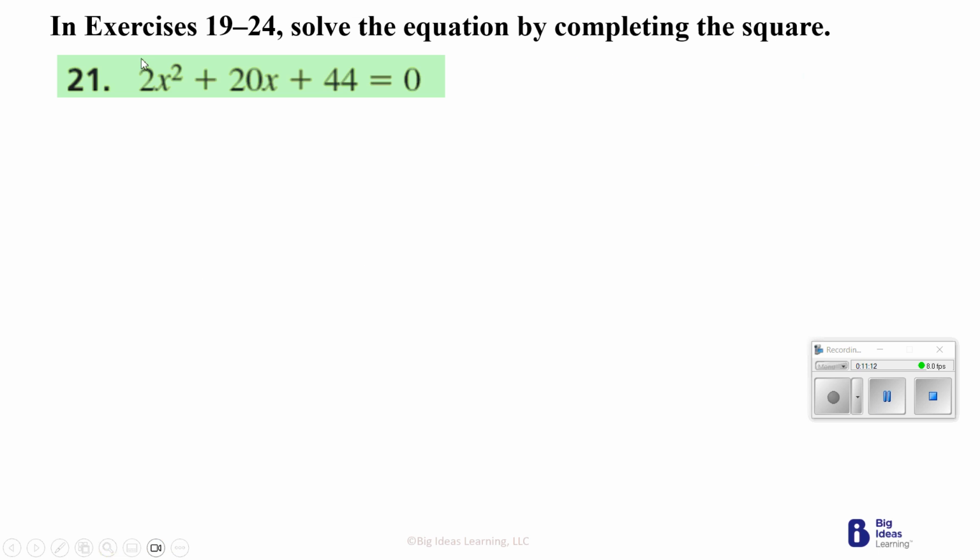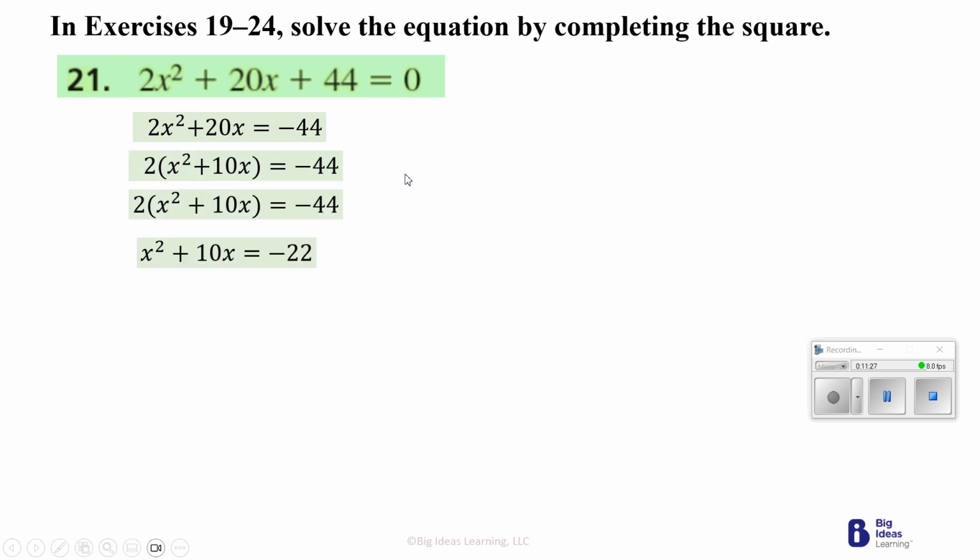20 is yours to do. 21 says solve the equation by completing the square. We're going to subtract 44 from both sides. Then we're going to find the perfect square of 20. Well, 20 divided by 2 is 10, and 10 squared is 100. So that's going to be adding 100 to both sides.